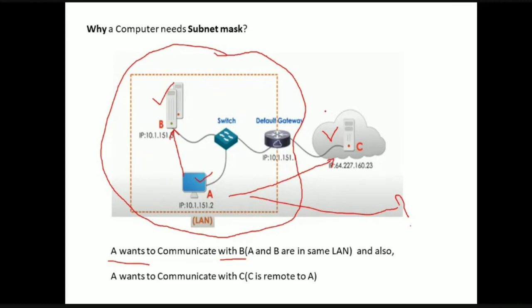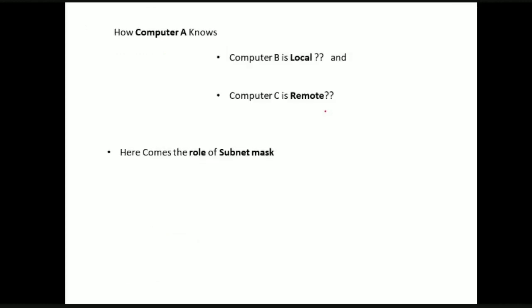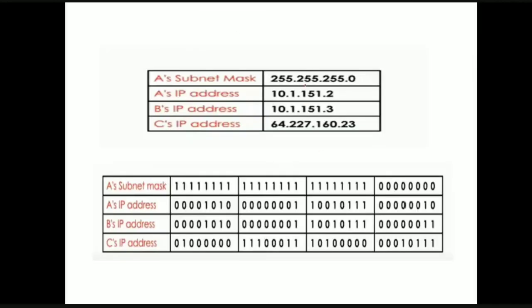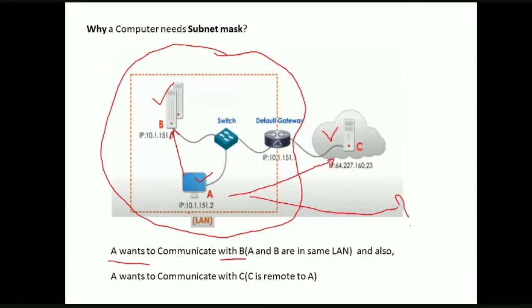Now let us see how this will happen. The question is how computer B is identified as a local computer and how computer C is identified as a remote computer. So here comes the actual role of the subnet mask. Now, this is A's subnet mask. What is A's IP address here?